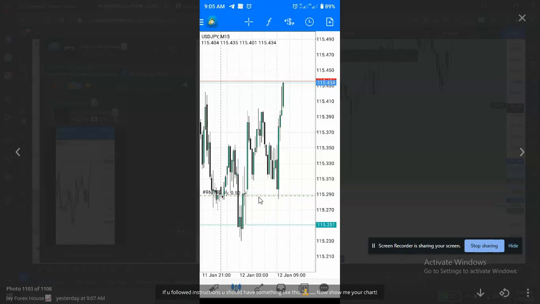That was why my entry was placed here, on the edge of this other FU candle, which cleared out this liquidity here. Okay, so I was expecting this to come a bit slower, but this was where my original stop loss was. That was why I placed this line here. This was where my original stop loss was when I took this trade.